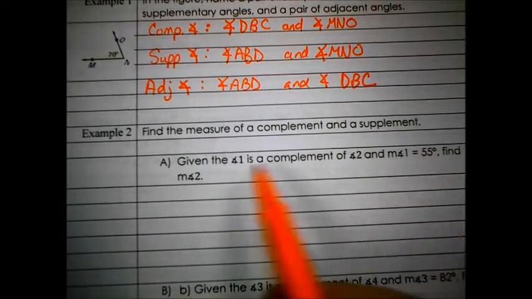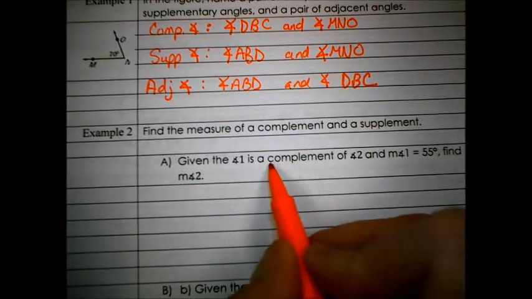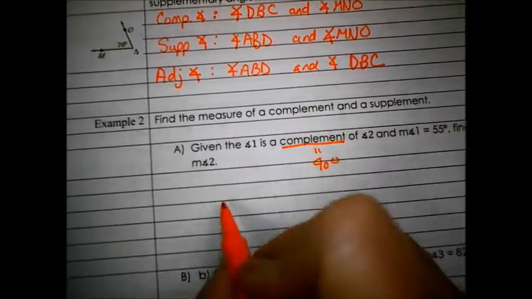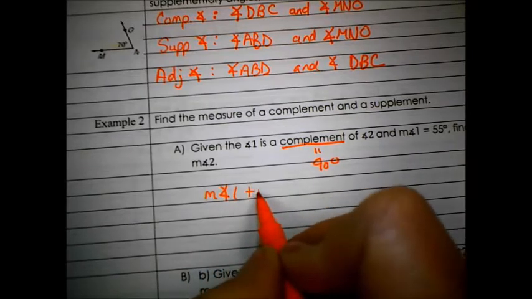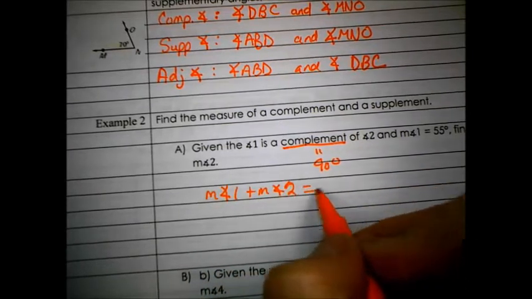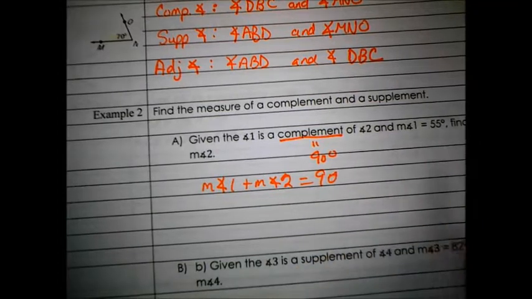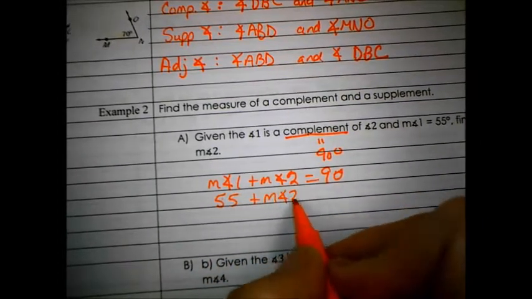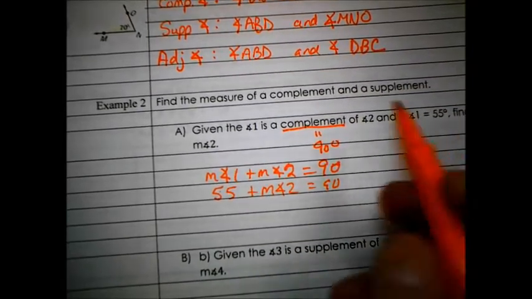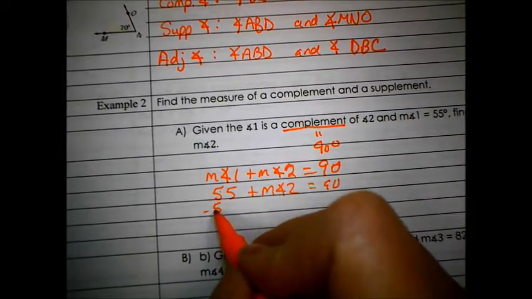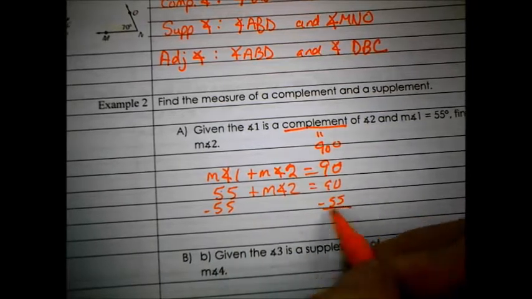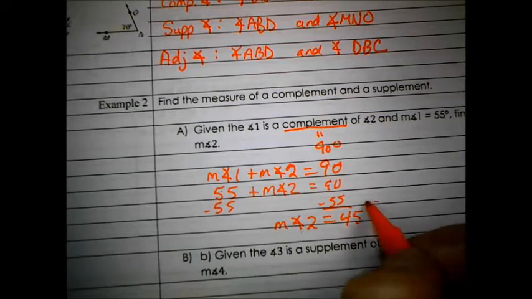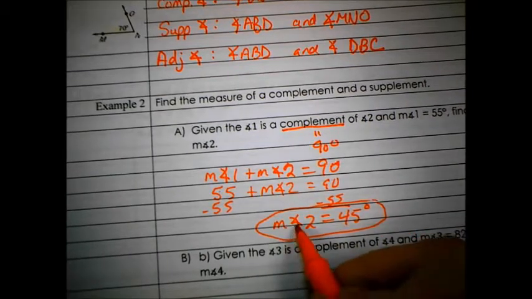Well, complement means that it equals 90 degrees, so that means if I took the measure of angle 1 plus the measure of angle 2, it would have to equal 90 degrees. If I know angle 1 is 55, then the measure of angle 2 is going to be 90 minus 55, which means the measure of angle 2 has to equal 45 degrees. Make sure you have the measure, equals, and the degree symbol for your answer.